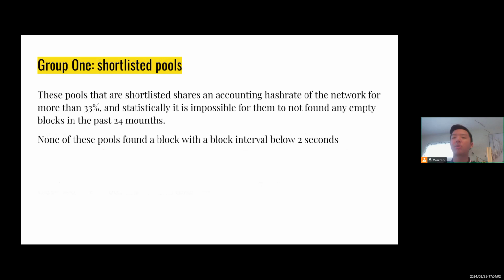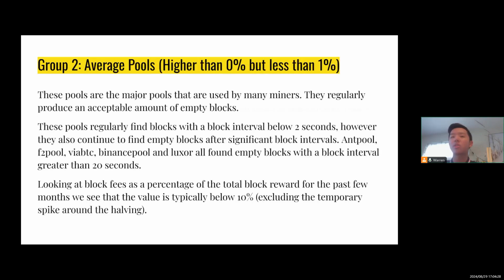TerraPool. And we have group number 1, which are the shortlisted pools. These pools have been shortlisted and have a share of accounting hash rate of the network for more than 33%. And statistically, it is impossible for them to not find any empty blocks in the past 24 months. None of these pools found a block with a block interval below 2 seconds.